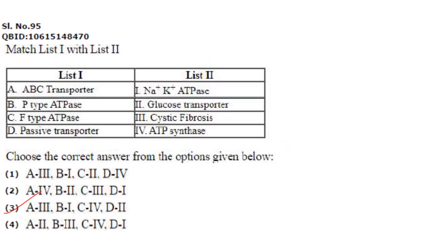Okay, then various types of transporters. ABC transporter. A defect in ABC transporter results in cystic fibrosis. A3. P-type ATPase. P-type ATPase is Na plus K plus ATPase. F-type ATPase is ATP synthase, and passive transporter is a glucose transporter. So the answer here will be option 3, that is A3, B1, C4 and D2.